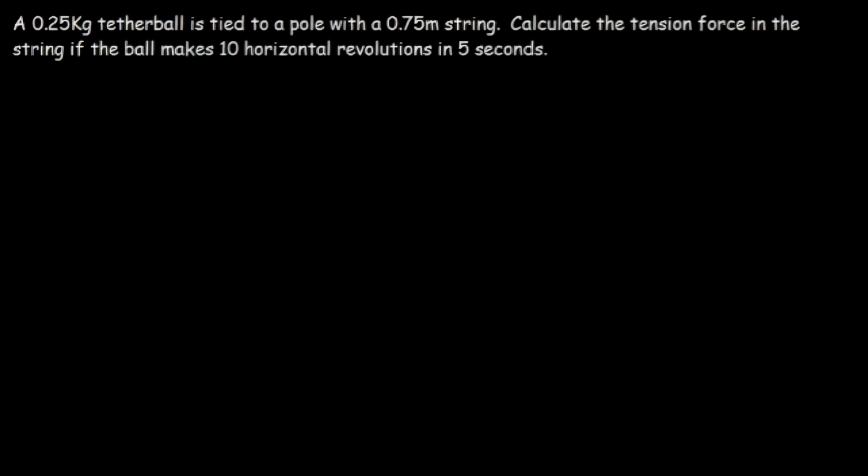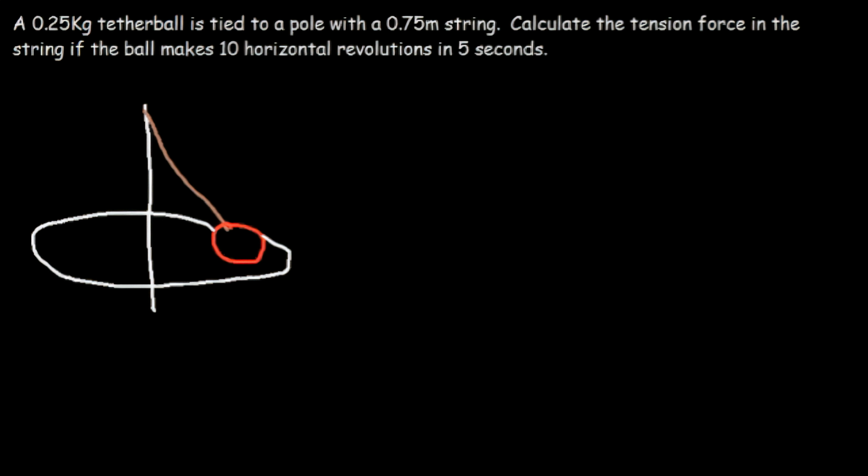Go ahead and try this problem. A 0.25 kilogram tetherball is tied to a pole with a 0.75 meter string. Calculate the tension force in the string if the ball makes 10 horizontal revolutions in 5 seconds. So let's draw the pole. This is going to be the string, and here's the ball. So it moves in a horizontal circle.